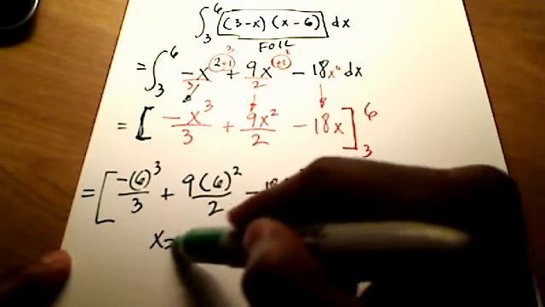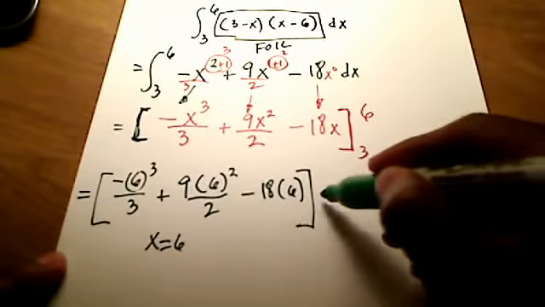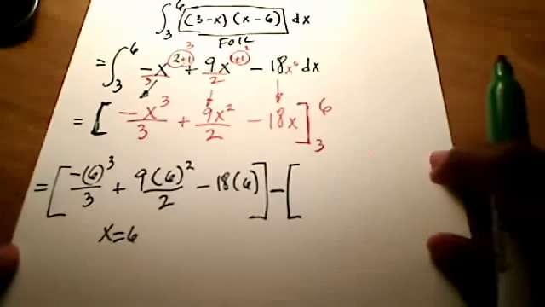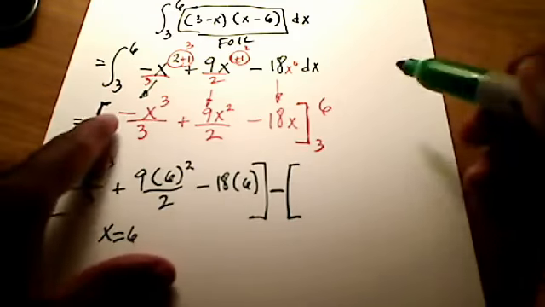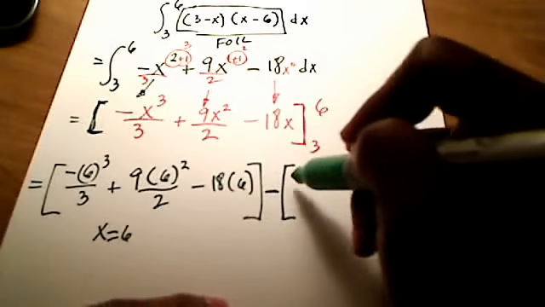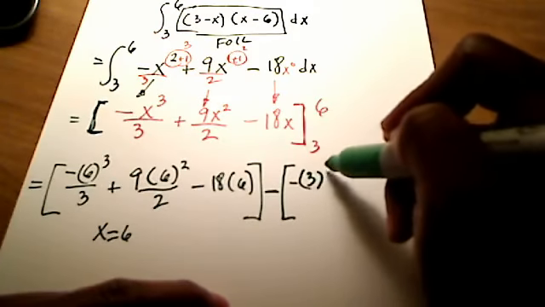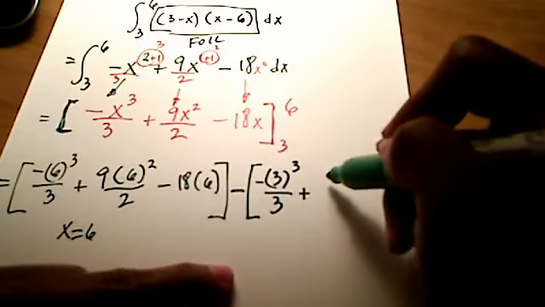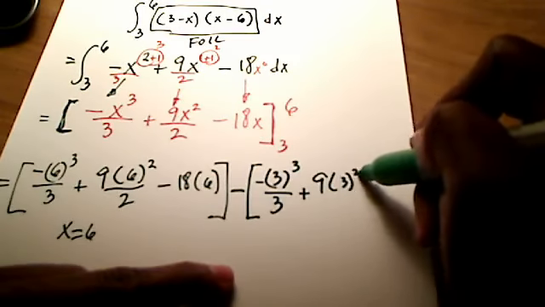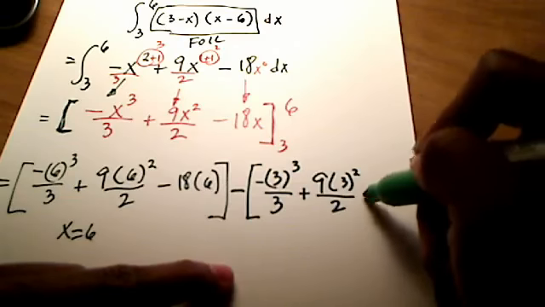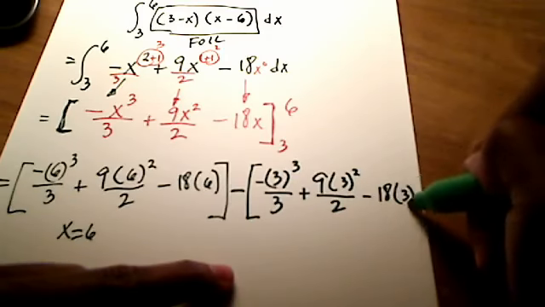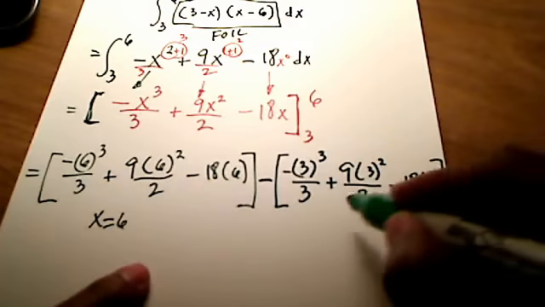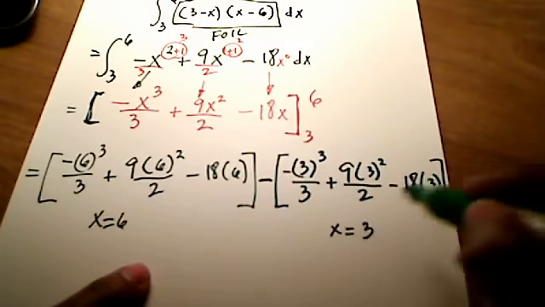Everywhere I see an x, I'm plugging in a 6 there, minus, it's always minus, that's what the first fundamental theorem of calculus says, minus everywhere I see an x, I'm going to plug in a 3 now. So it becomes negative 3 cubed all over 3 plus 9 times 3 squared all over 2, and minus 18 times 3. There, just barely squeezed it on the page. Again, this is everywhere I see an x, I'm plugging in a 3.